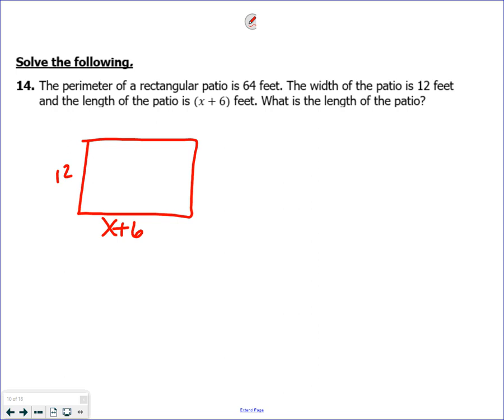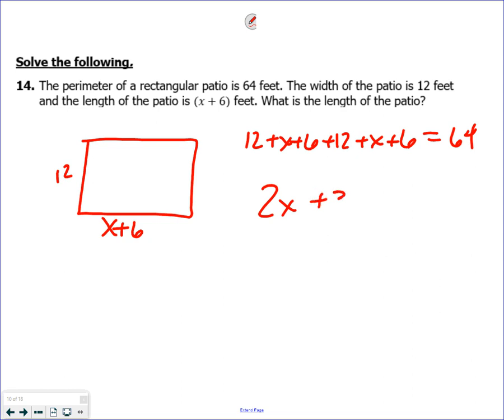Now, perimeter means distance around. So 12 plus x plus 6 plus 12 plus x plus 6. This would be the distance all the way around. Some of you may double the 12 and double the x plus 6. That's okay too. Equals 64. So you end up getting 2 x's. 12 plus 6 plus 12 plus 6 is 36.